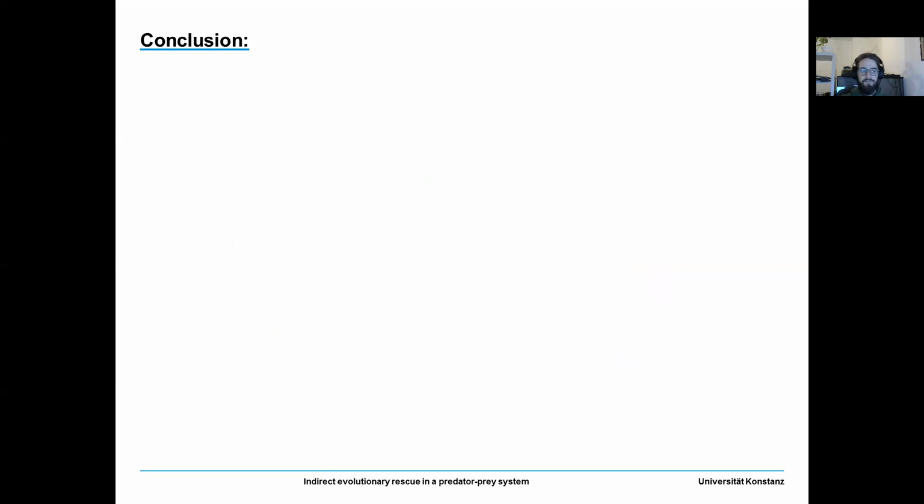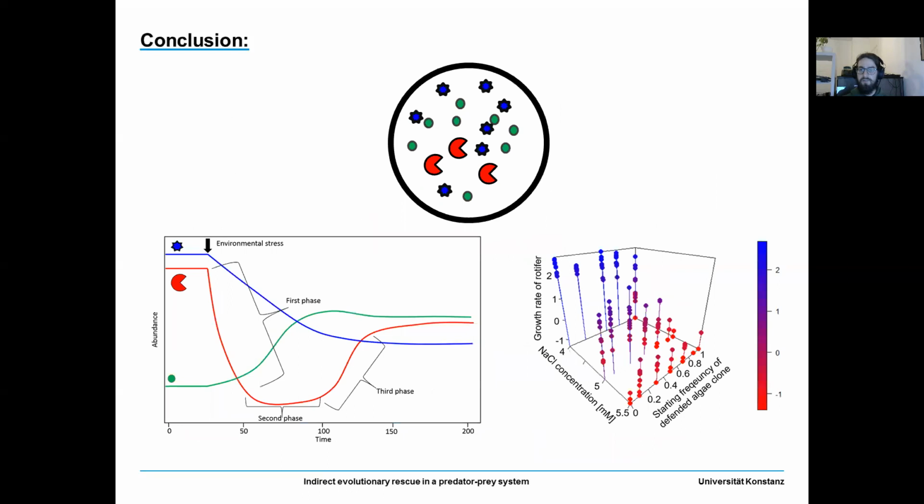And with that, I can show indirect evolution is a mechanism that can work to rescue a non-evolving predator through the adaptation of its prey. And I was able to show in a model and experiment at which combinations this can happen, so in which range indirect rescue can happen.